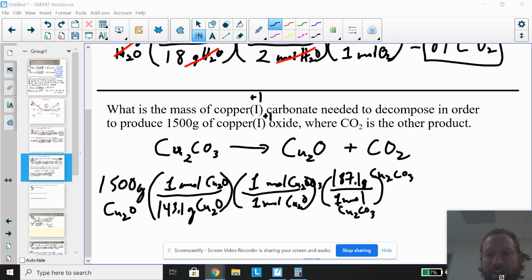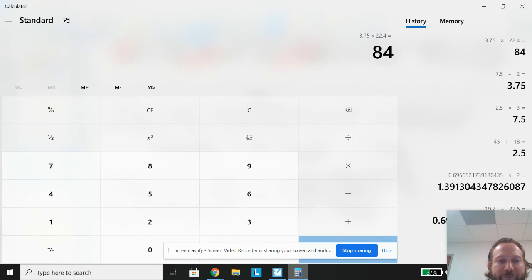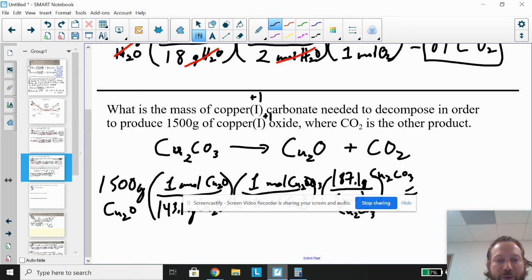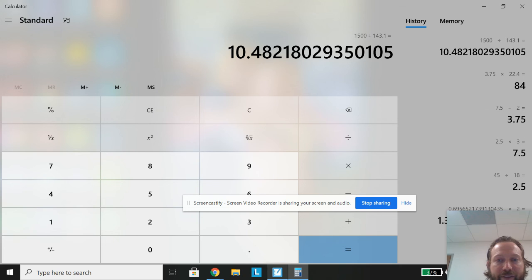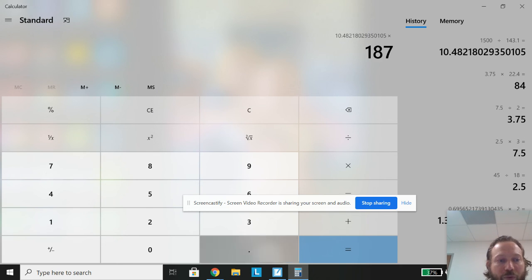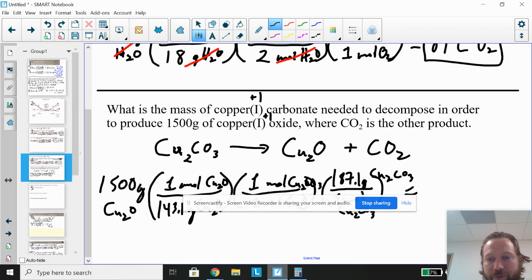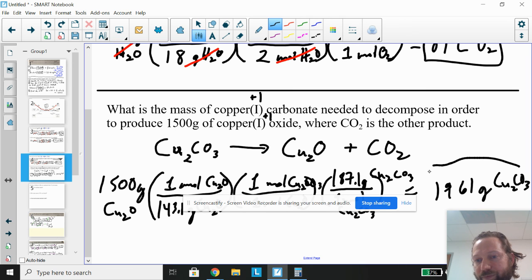And last but not least, we just solve this problem, and this is 1500 divided by 143.1, and then times 1 divided by 1, and then times 187.1. That gives 1,961 grams of Cu2CO3. Good. All right. Hopefully that was helpful.